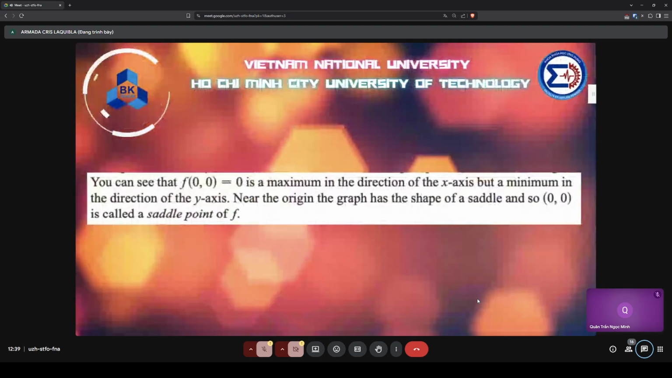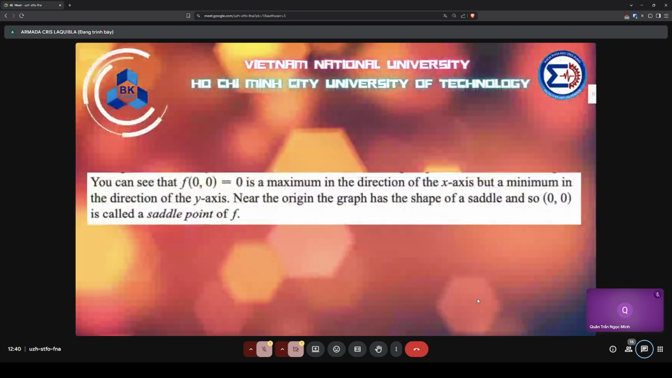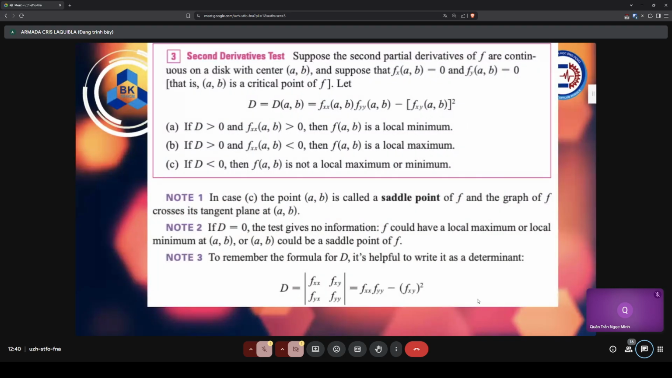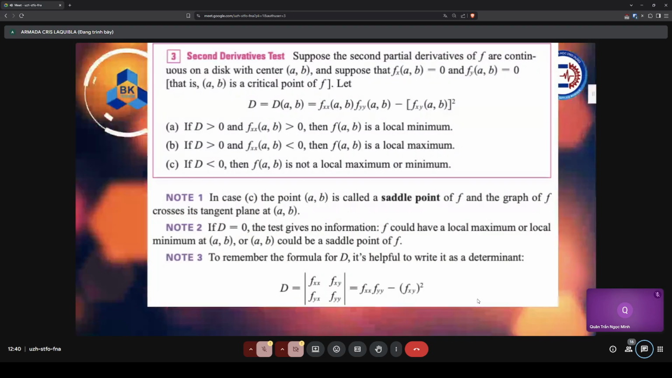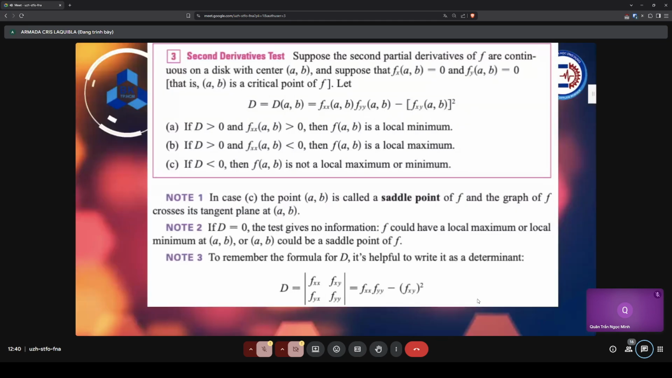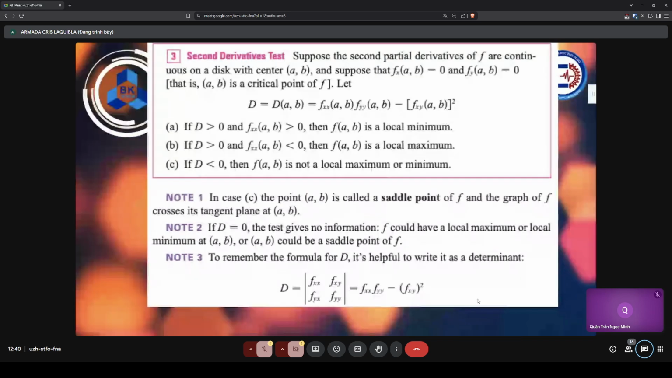Next. So you have this theorem, class. This is a test that you're going to do so that you can determine if this is a local minimum or a local maximum.